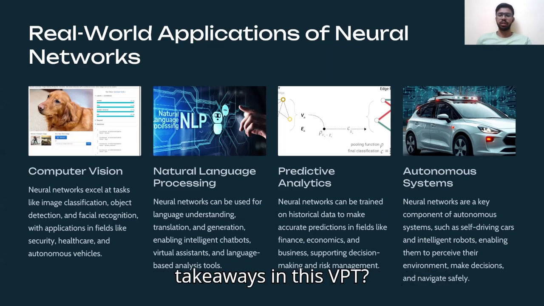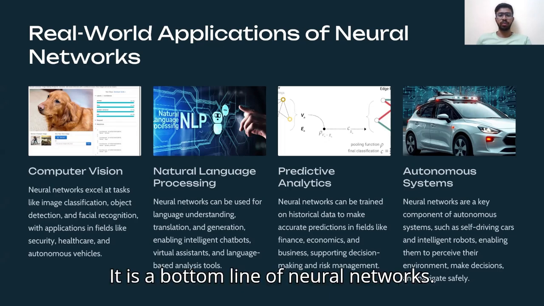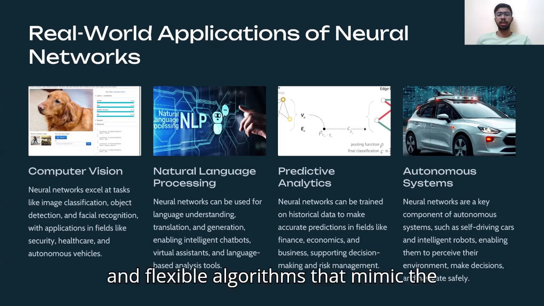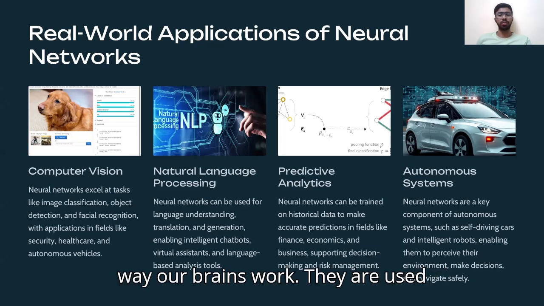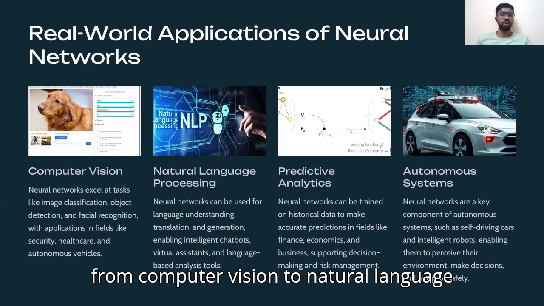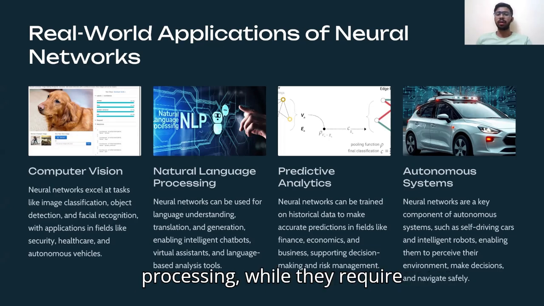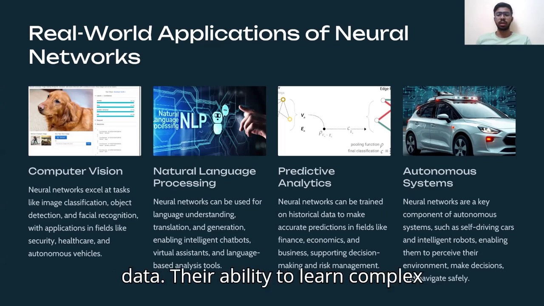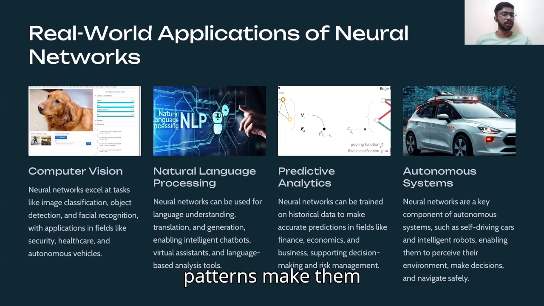What are the key takeaways? So, here is the bottom line on neural networks. Neural networks are incredible, powerful, and flexible algorithms that mimic the way our brains work. They are used across a wide variety of applications, from computer vision to natural language processing. While they require significant computational power and data, their ability to learn complex patterns makes them invaluable in AI.